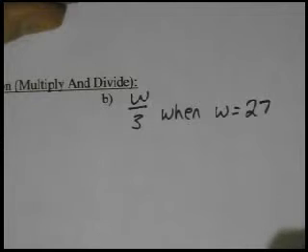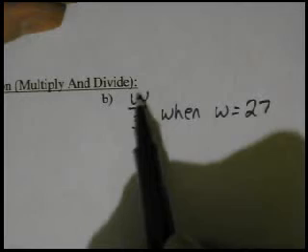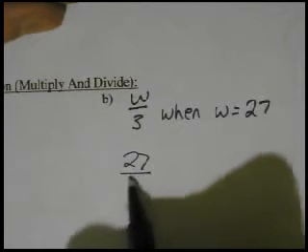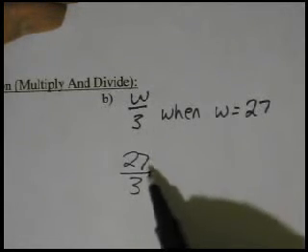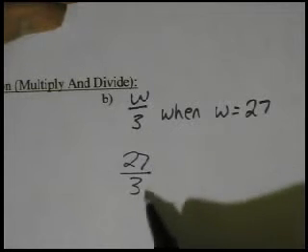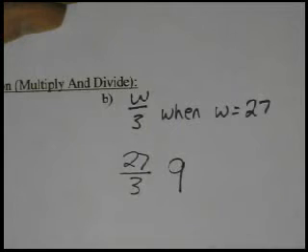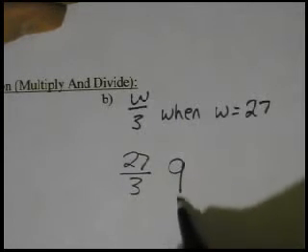Okay, so you had a chance to try this out. Let's see what you got. Since w is 27, we have 27 divided by 3. Let's see. 3 goes into 27 exactly 9 times. That's what happens when you divide. 27 divided by 3 is 9.